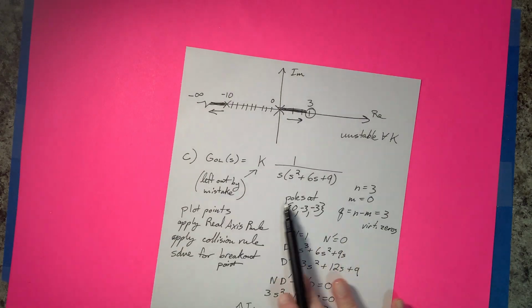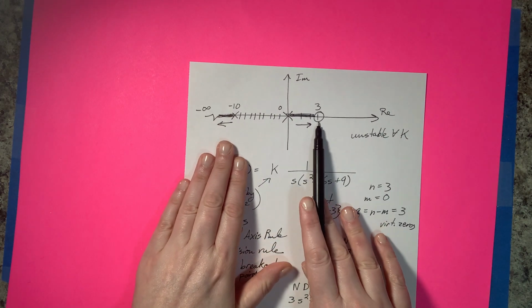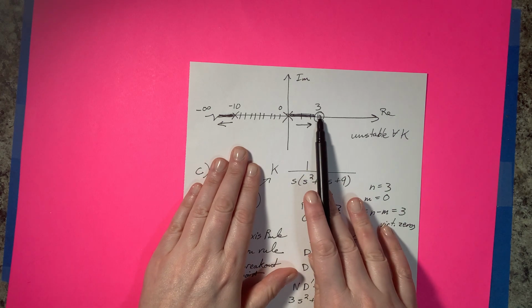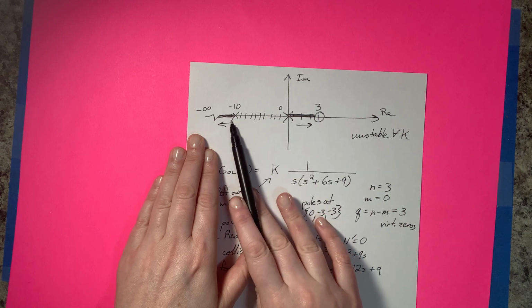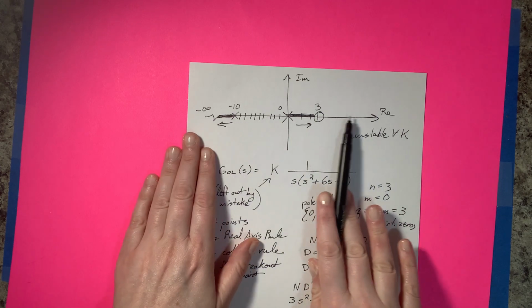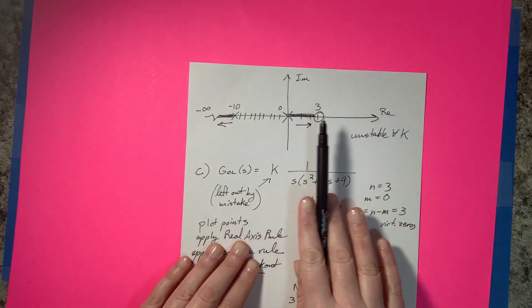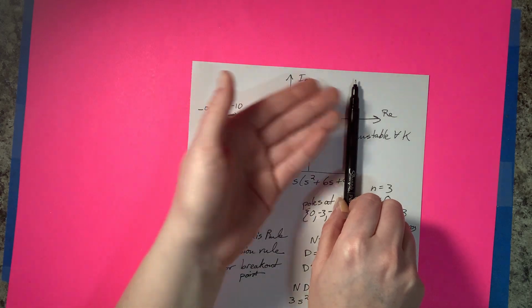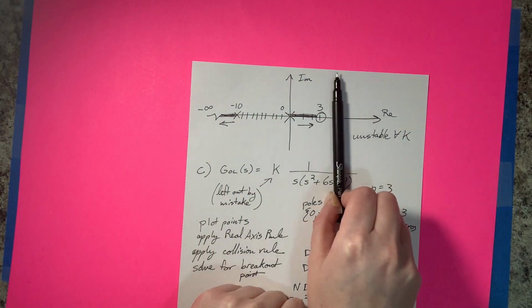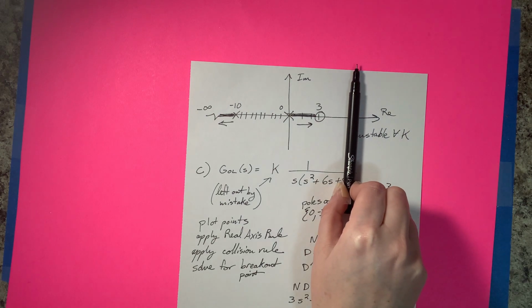So looking here, we've drawn our sketch in, and we have our zero here at positive 3, we have our pole at 0, and we have our pole at negative 10. Since we have elements that are poles or zeros, or both, on the real axis, we apply the real axis rule. So we move our pen across here and look rightward, counting how many things our pen has passed.